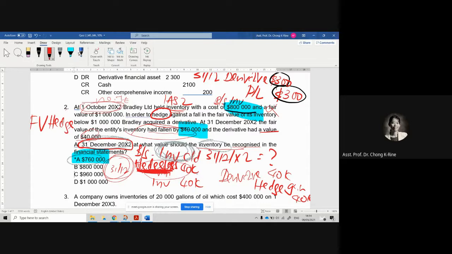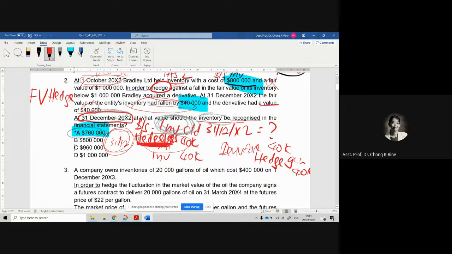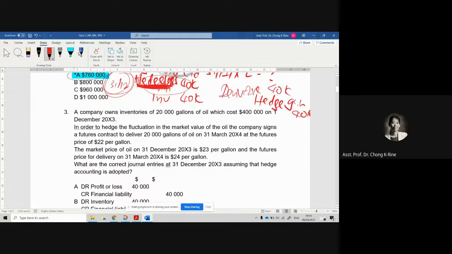But when you do your revision, you do it slowly because the question can change. The question can say, what is the journal entry? How much is the derivative, or how much is the hedge loss? So you have to know everything. Okay, so let's look at question number 3.